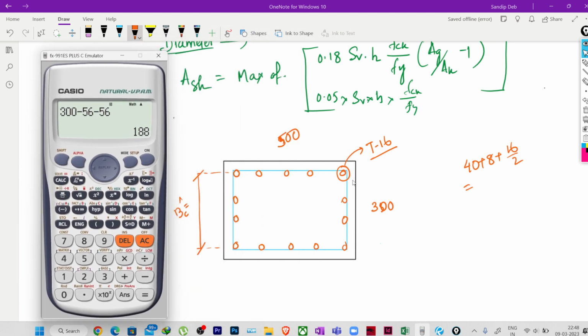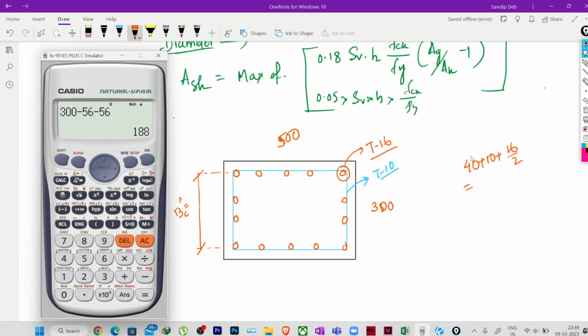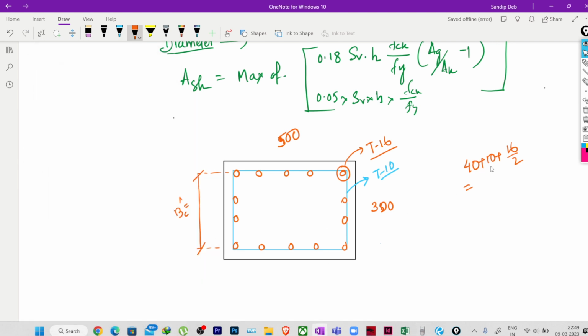Okay, 188 for 8 mm, or if I consider this as 10 mm dia, in that case how much will it be? 40 plus 10 plus 8, so 58. So 300 minus 58 minus 58, so it is 184. So this is for 10 mm dia stirrup, and 188 for 8 mm dia stirrup.